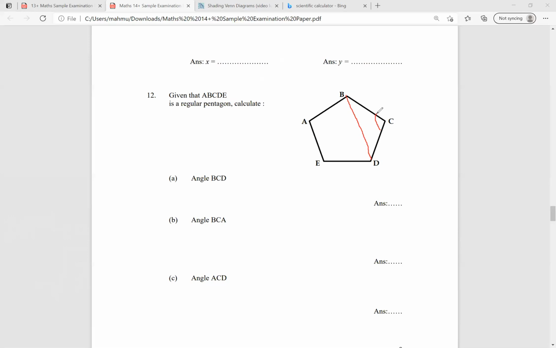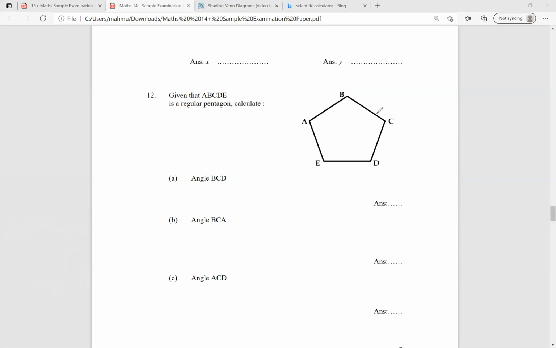B, C, D. So you've got how many corners? You've got five corners. What does it add up to? 3 times 180. So 3 times 180. Then what do I divide it by? Divided by the number of sides.